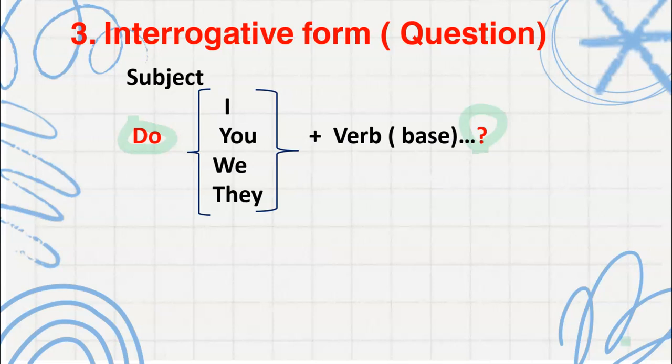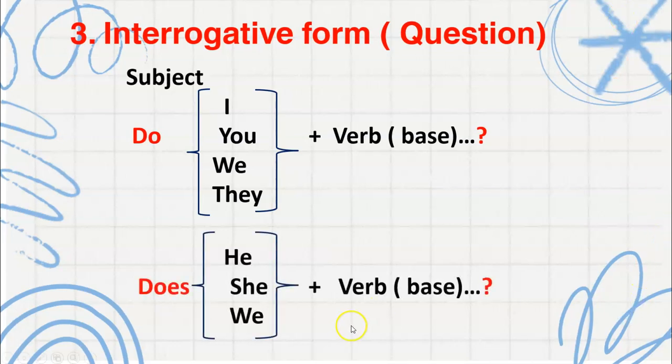But when I have he, she, and it, sorry, here it's it, okay? It's only a typing mistake. Here it is it, okay?